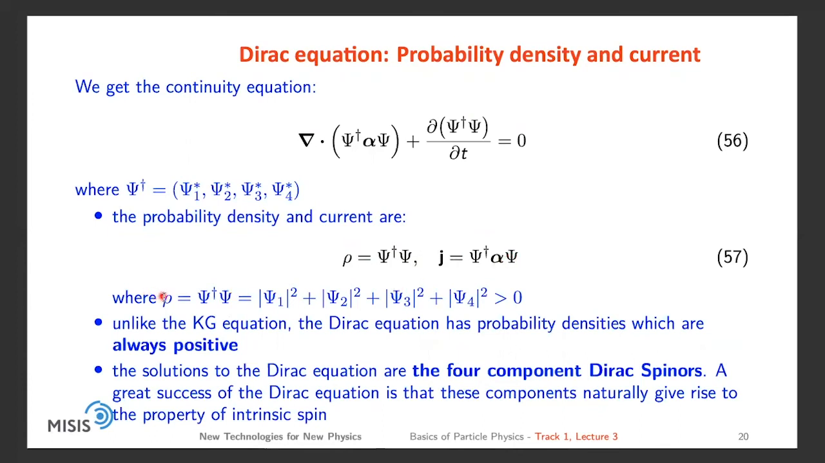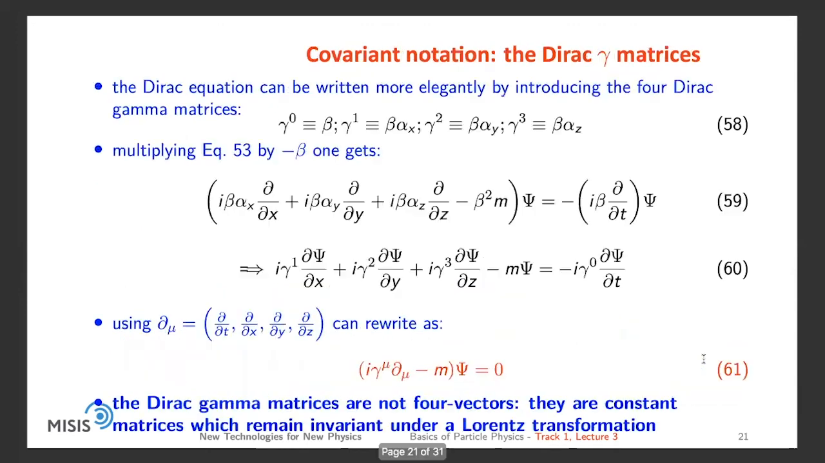So rho in this case is the square of the wave function and is always positive. So basically, here we do not have the ambiguity which we got with the Klein-Gordon equation. And the solutions to the Dirac equation are the four-component Dirac spinors. So basically, the great success of the Dirac equation is that these components naturally give rise to the property of the intrinsic spin of a particle.